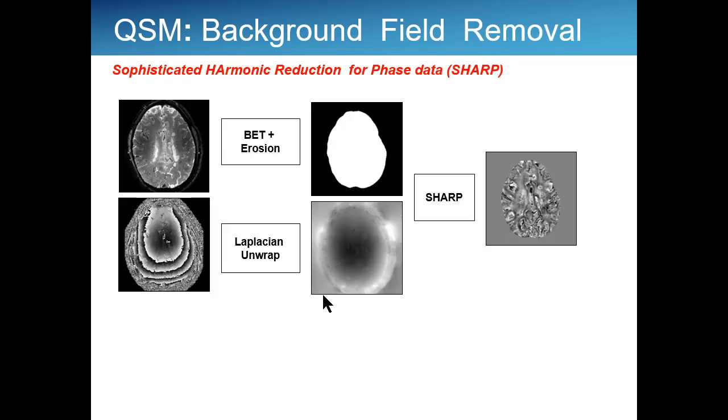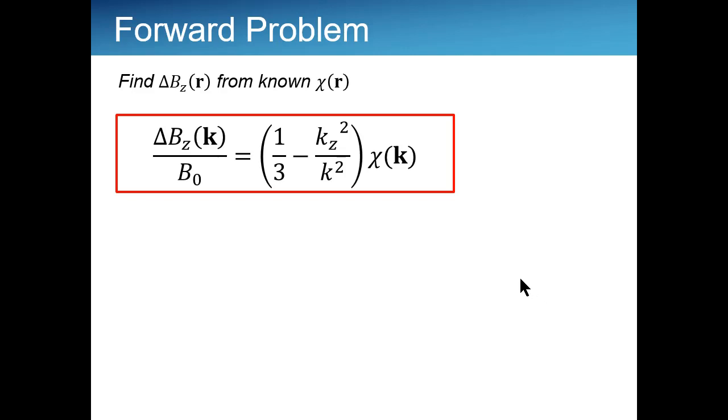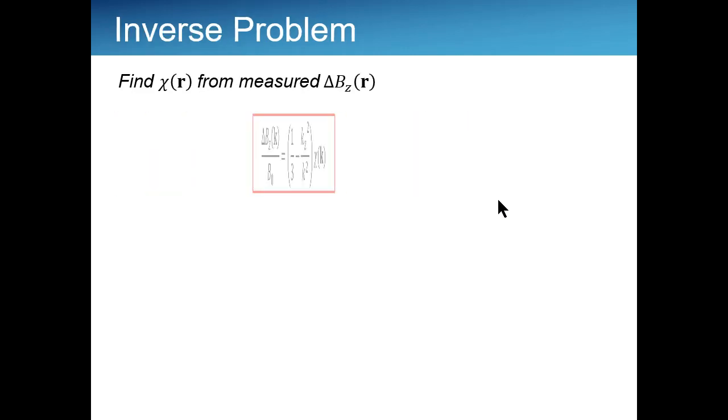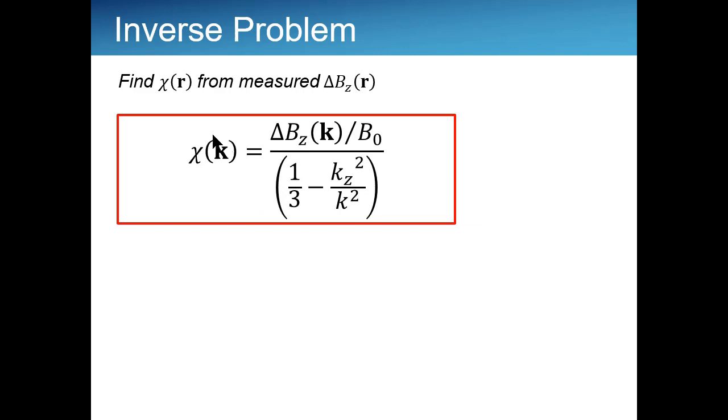But if you run through that process, then you can unwrap the phase that you measure, you can get rid of the large-scale field variation from background fields, and you're left with something that just depends on the local susceptibility effects. So how do you then get to the susceptibility? Well, we know how to relate the field to the susceptibility, but if we just flip that round, we can get the susceptibility in terms of the field variation just by rearranging that equation.